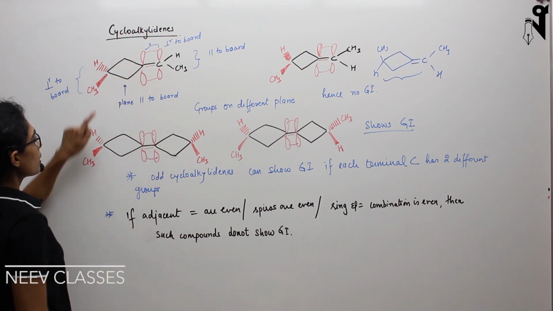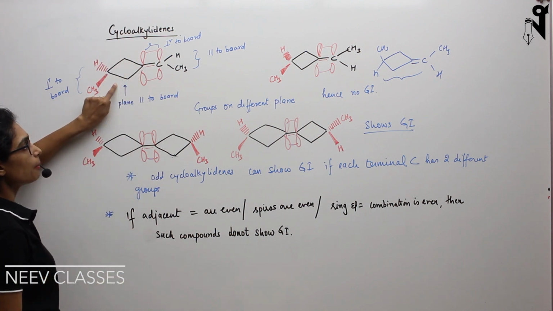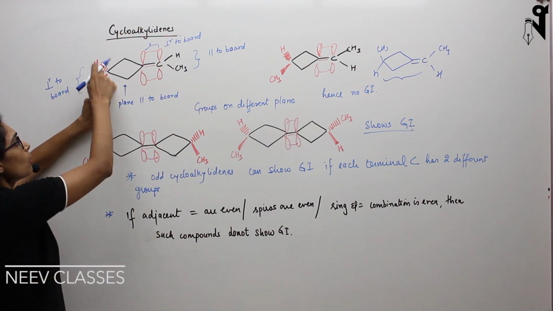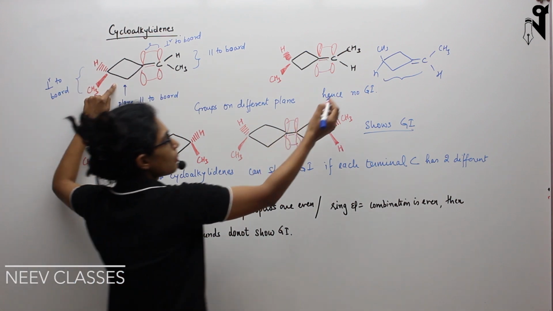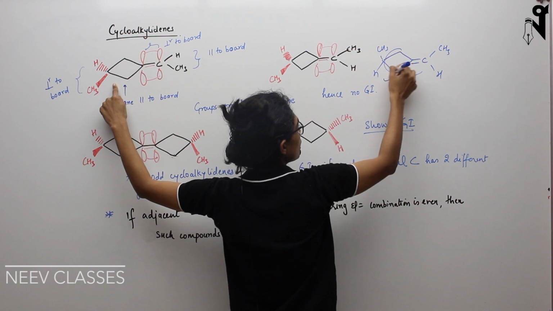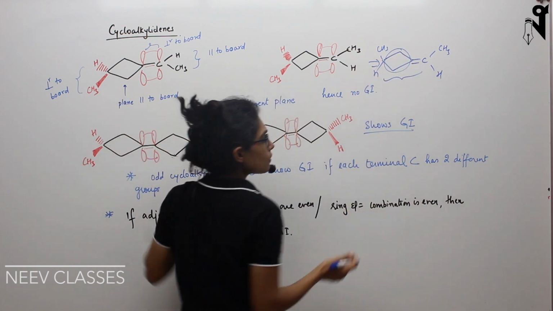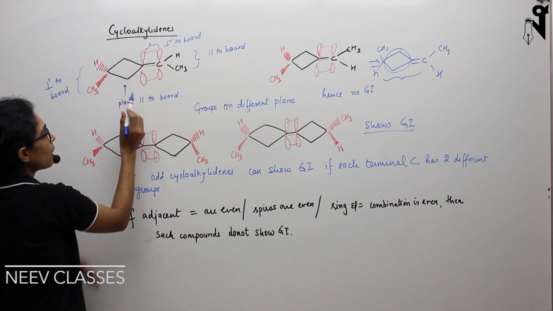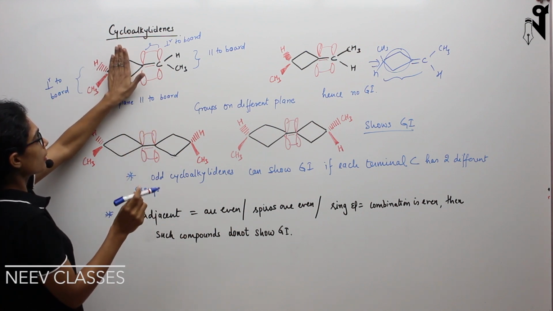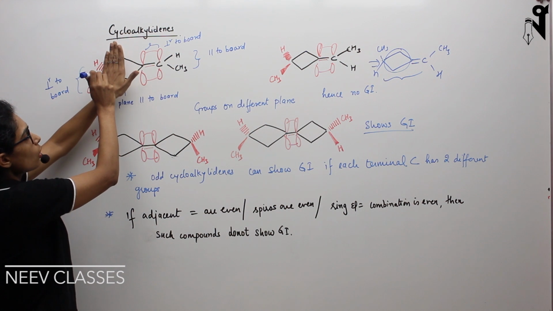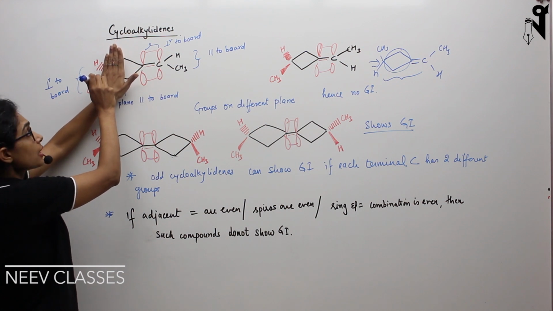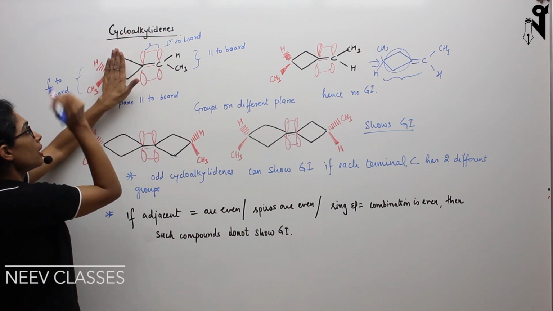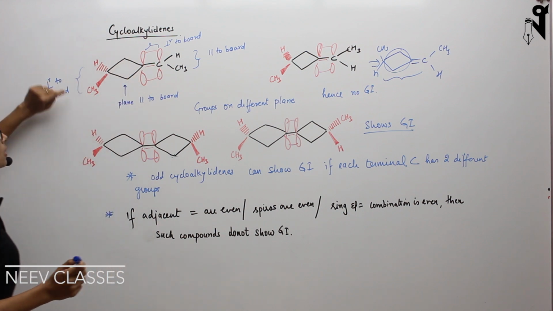The cyclic chain is in one plane, that is the plane parallel to the board. Now the sigma bonds it is forming, whatever the plane of this chain is, these sigma bonds will be perpendicular to that plane. So if the cyclic ring is in the plane parallel to the board, this is how your bonds are going to be, the CH3 and hydrogen. One CH3 will be here and hydrogen will be inwards. So this is the perpendicular plane of the board.